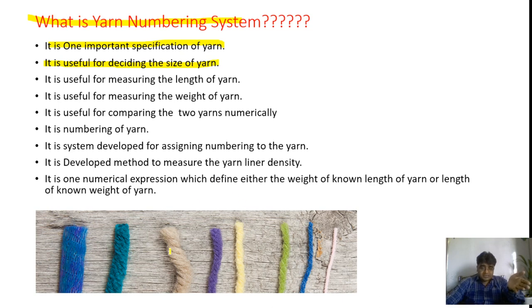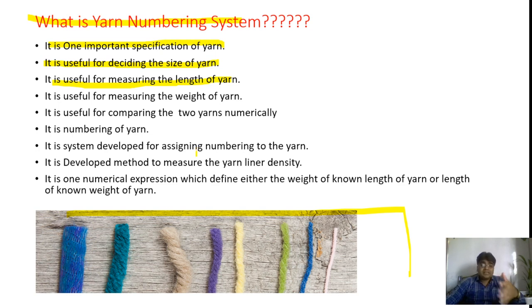Now you can see in this picture, this is one size, this is the second size, third size, fourth size, fifth size, sixth size, and so on. The number we assign helps the seller and the buyer to decide the size of yarn. Another use is measuring the length of yarn. In a technical way, the number we assign is very useful to measure the length of yarn.